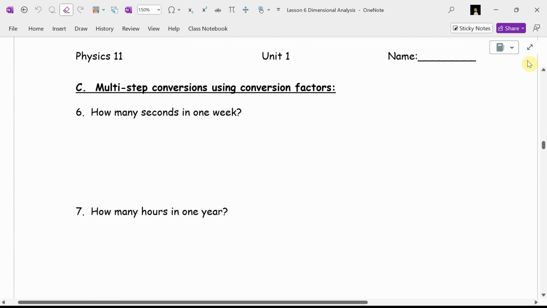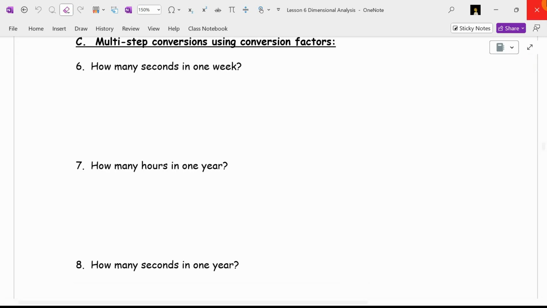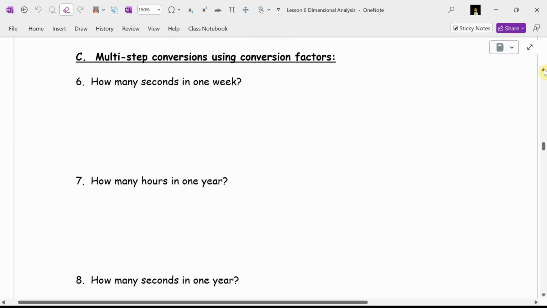Multi-step conversion factors, multi-step conversions using conversion factors. Evelyn, the reason I like this long fraction chain method is it lets you use information that you've already memorized just by becoming an almost adult. You can tie into things that you've already memorized, Terrence.